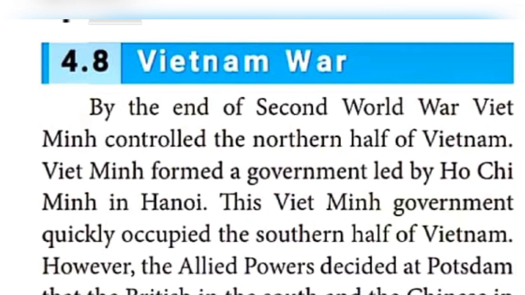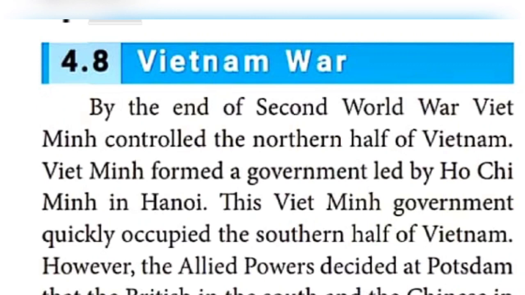At that time, Japan occupied Indo-China. So the Allied powers, Britain, France, and the United States of America, those countries are called the Allied powers. They decided at Potsdam that the British would take the south and the Chinese the north.